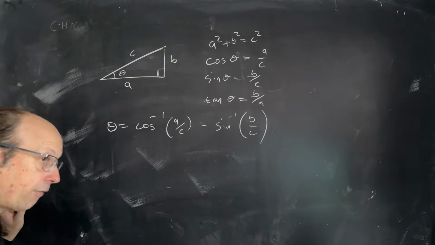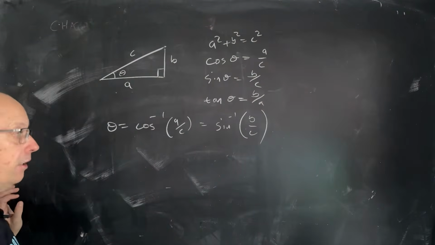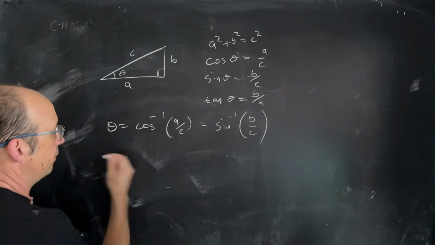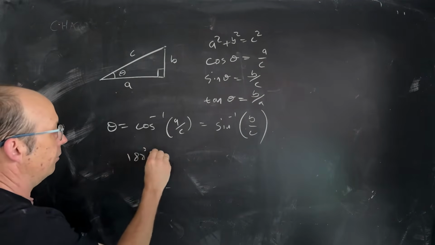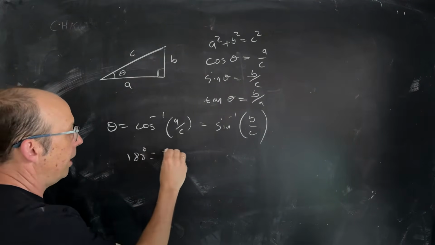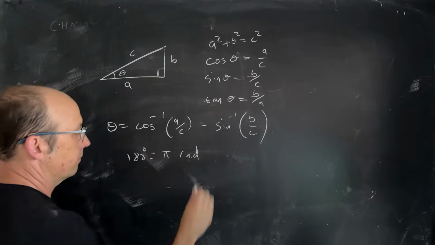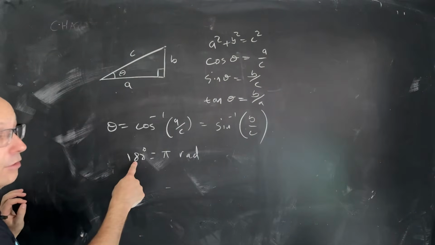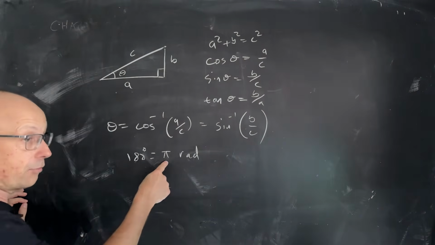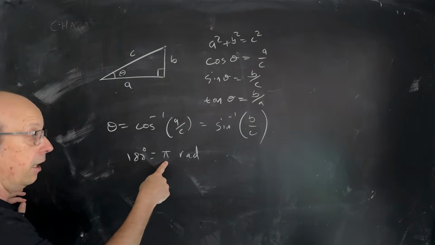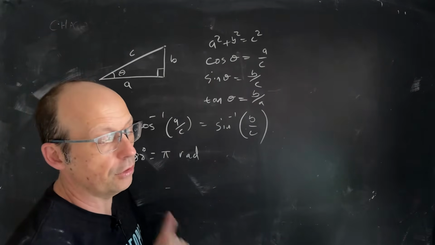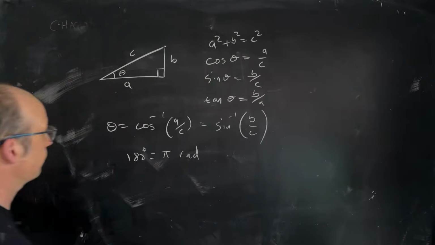Okay. Be careful if you are in radians or degrees. So remember that 180 degrees is equal to pi radians. And that matters because sometimes we like to think of this in terms of degrees, but a lot of times we calculate things in radians. So your calculator can switch modes between radians and degrees. Just make sure you know what mode your calculator's in.